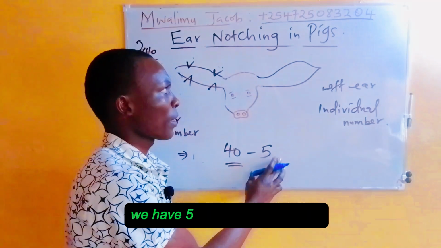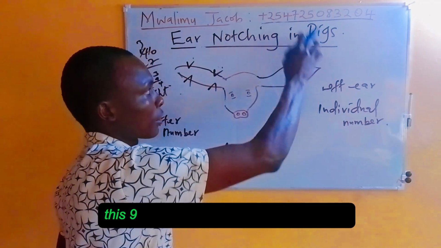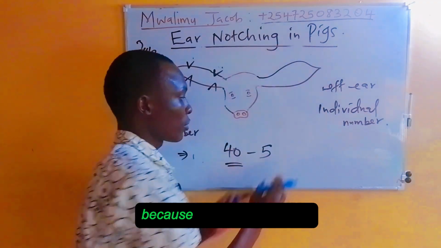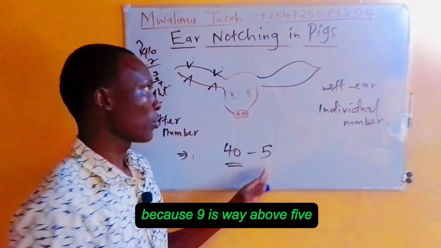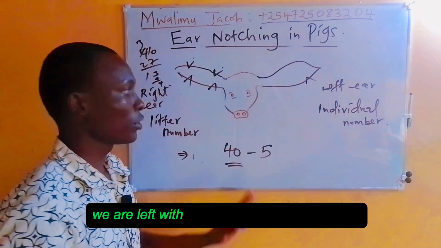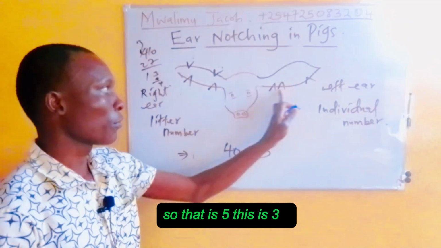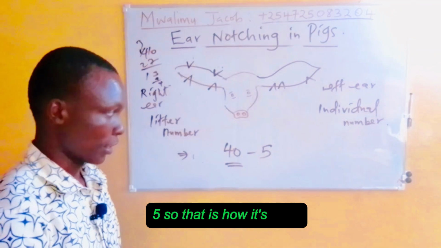We have 5. So this one stands for 1, this 3, this 9, this 9. So it means we cannot start from 9 because 9 is way above 5. So we start from the second quadrant, which is for 3. So when we notch here 1, we are left with 2. So those 2 will be here. So that is 5. This is 3, 4, 5. So that is how it's done.